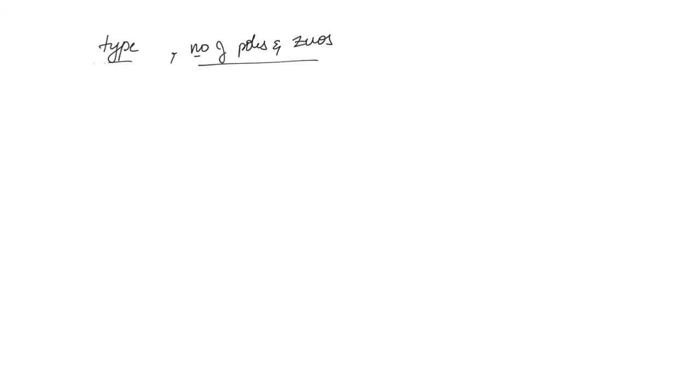So we saw that the type will affect the beginning of the polar plot, that is the polar plot at 0 frequency. Now the number of poles and zeros will affect the ending of the polar plot.